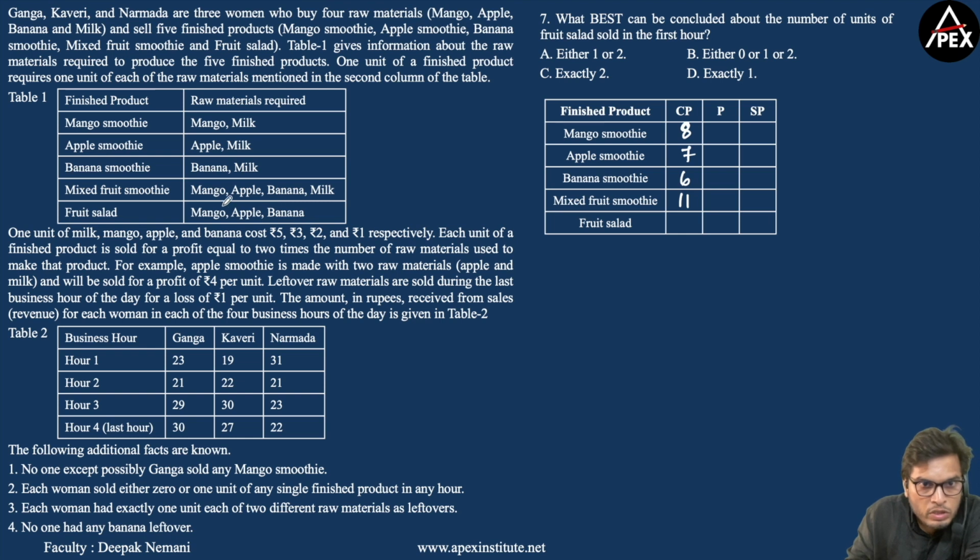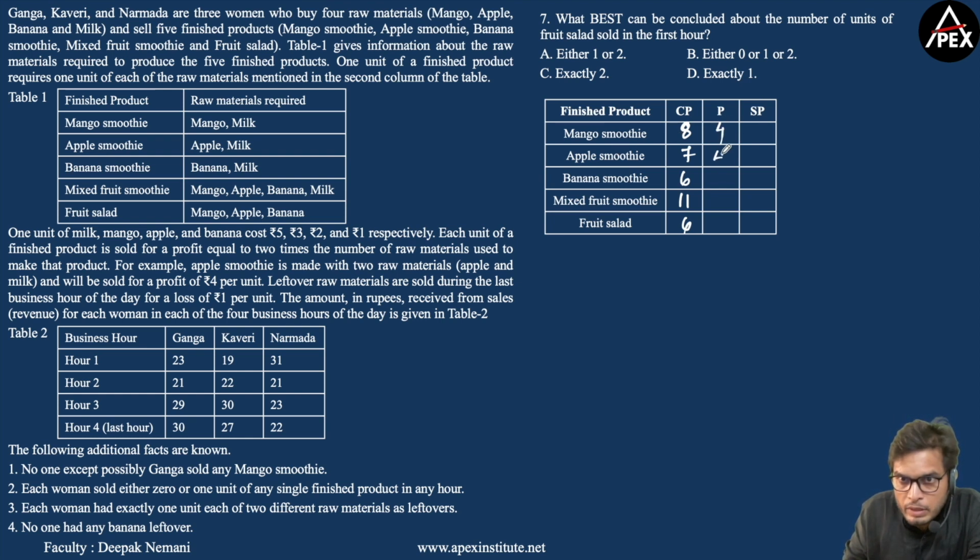So you will be using only mango, apple and banana. So 3 plus 2 plus 1, 6. Now these are the cost prices of all these 5 finished products. Now coming to profit. The profit is equal to 2 times the number of raw materials used to make that product. So mango smoothie, you are using 2 raw materials, so the profit should be 4 rupees.